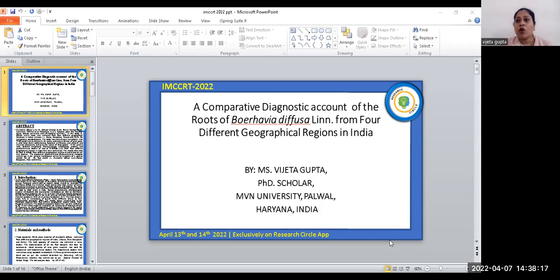My topic of presentation is a comparative diagnostic account of the roots of Boerhavia diffusa Linn from 4 different geographical regions in India.